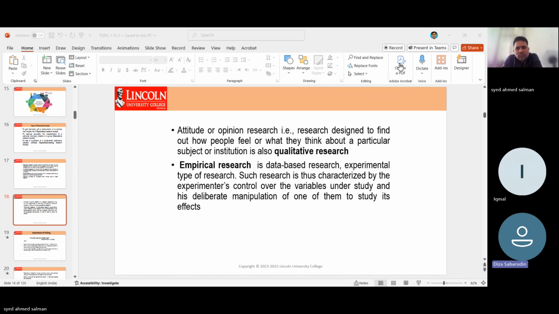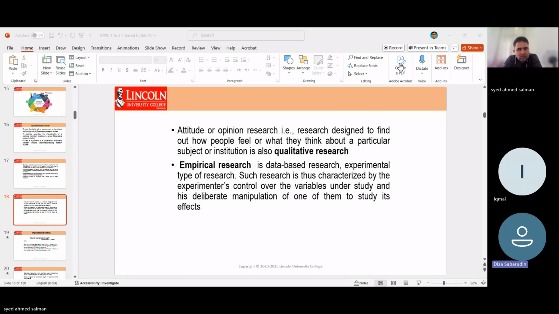Analytical research. Analytical research focuses on understanding phenomena by breaking them into their constituent parts. It involves critical evaluation and interpretation of existing data or information to uncover patterns or relationships. This type of research is often used in fields like economics and social sciences.